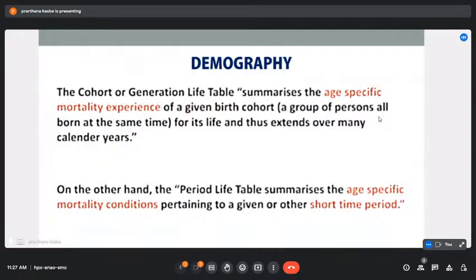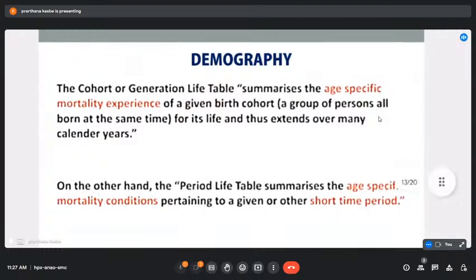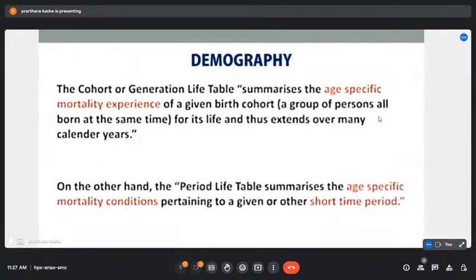ज्याला जनरेशन लाईफ टेबल आपण म्हणतो, त्याच्यामध्ये की सेम टाइम पिरियड मध्ये किती जणांचा जन्म झालेला आहे ते आपल्याला या कोहर्ट लाईफ टेबल मधून दिसून येतं. For its life, and thus it extends over many calendar years.